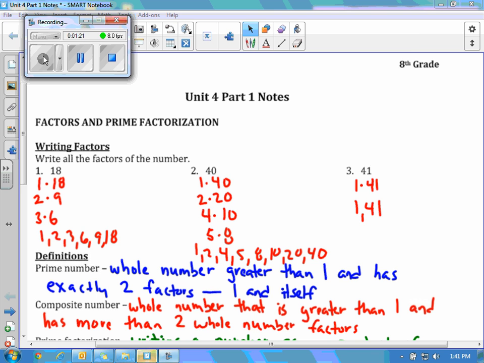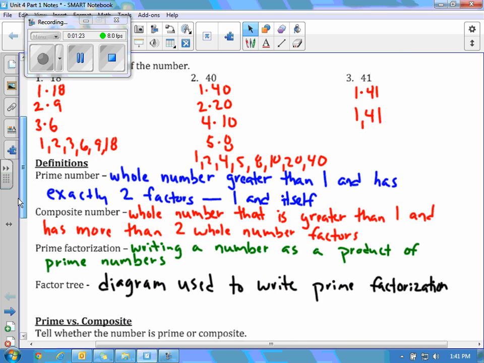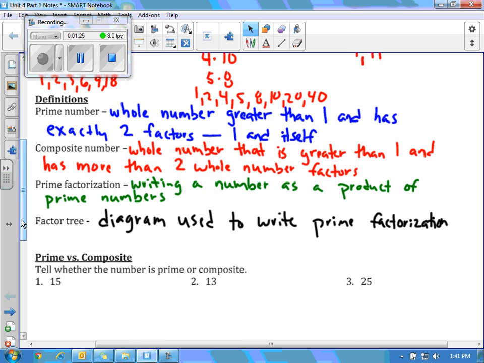So after we're done writing factors, let's look at a few definitions. If you need to pause the video to write these down, feel free. First definition is a prime number. A prime number is a whole number greater than 1 that has exactly 2 factors, 1 and itself.